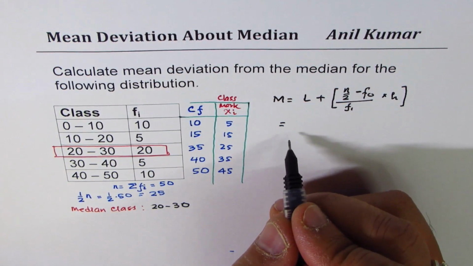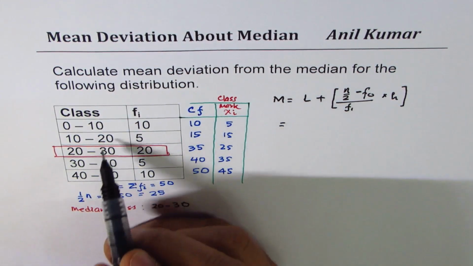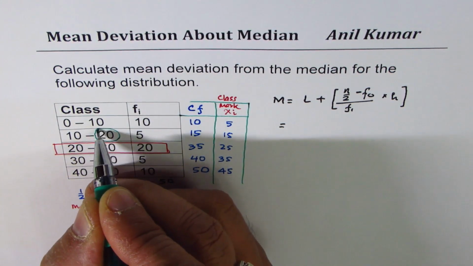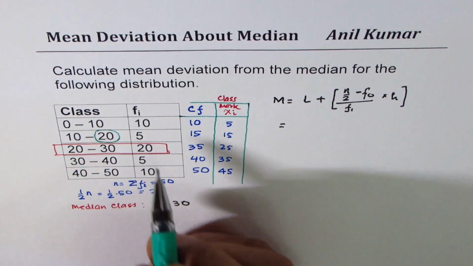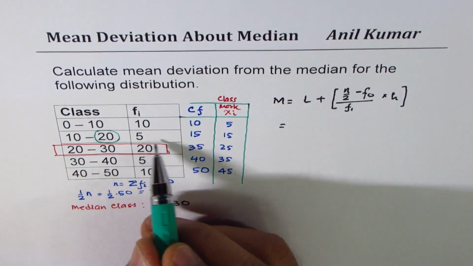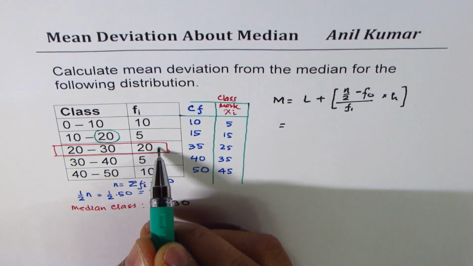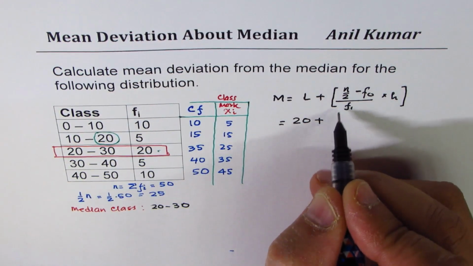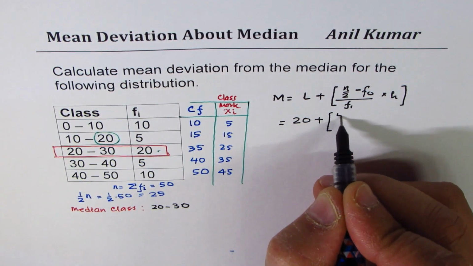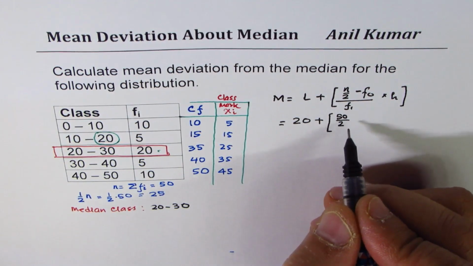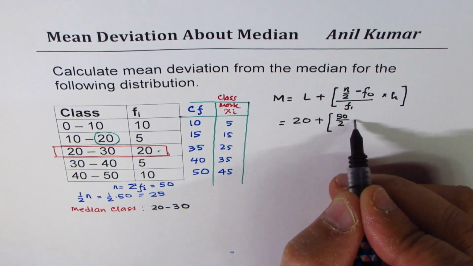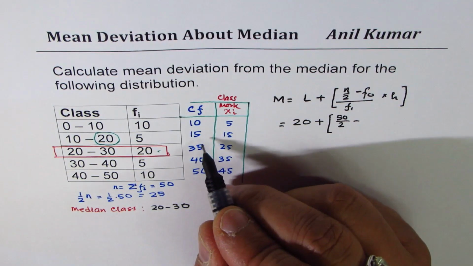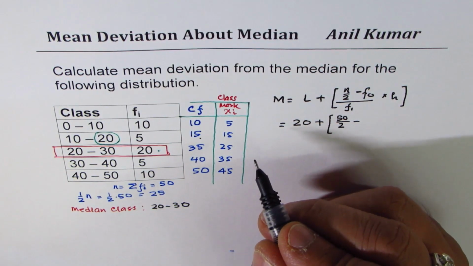So in our case, L is, let's highlight, the lower limit, which is 20. So it has to be more than 20, correct? Because we are trying to find median in this group. So L is 20 for us, plus n by 2 is 50 divided by 2, which is 25, minus f0, which is the number of elements before this, correct?